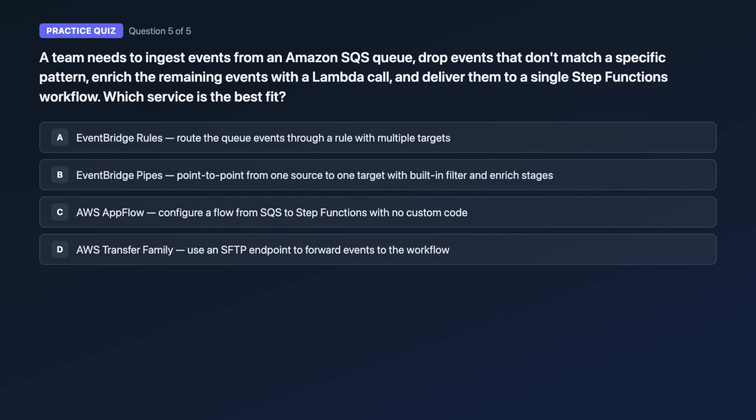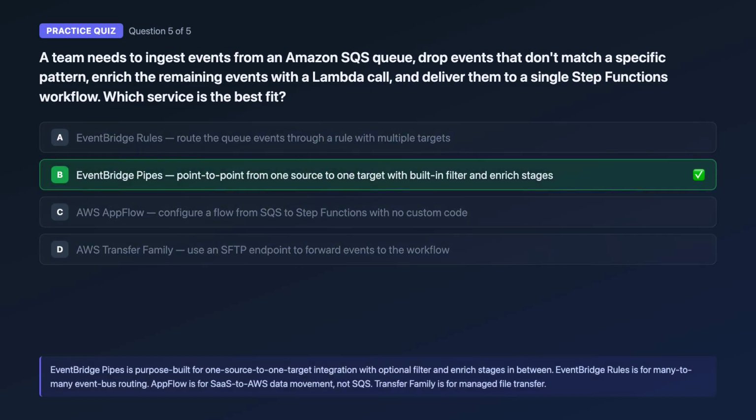C, AWS AppFlow, configure a flow from SQS to Step Functions with no custom code? Or D, AWS Transfer Family, use an SFTP endpoint to forward events to the workflow. Take a moment to think about it.